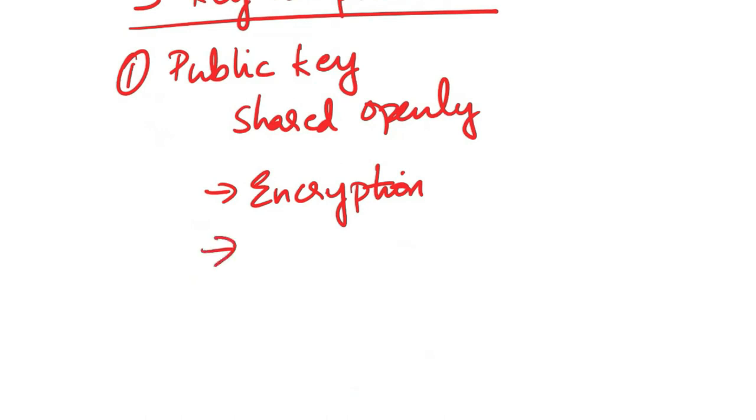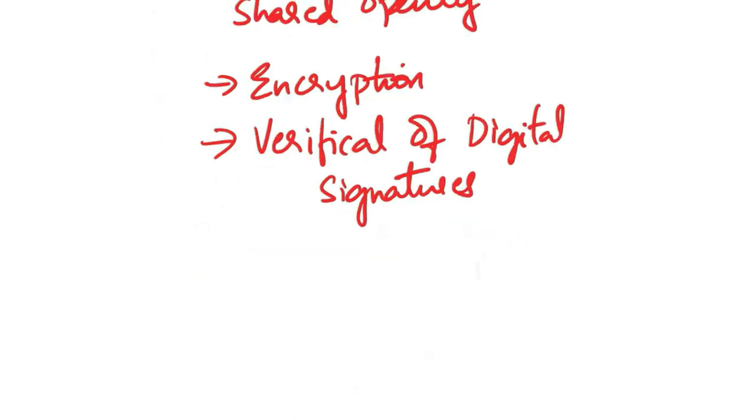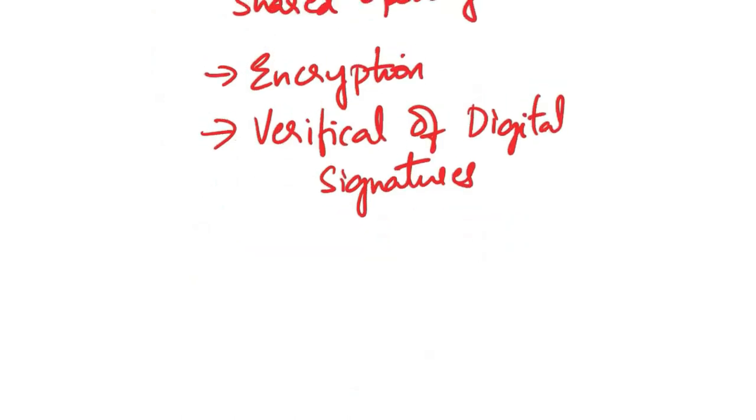Second function of a public key is verification of digital signatures. The public key is also used to verify digital signatures. When someone signs a document or a message with their private key, others can use the corresponding public key to confirm the authenticity of the sender and the integrity of the contents. If the digital signature verifies successfully, it indicates that the message has not been tampered with during transit.